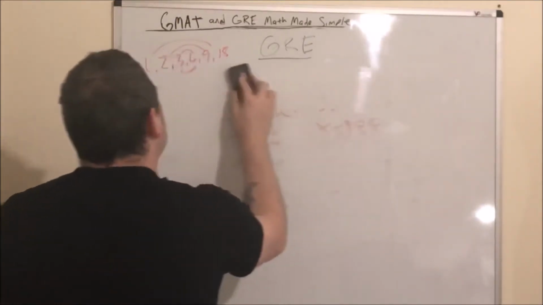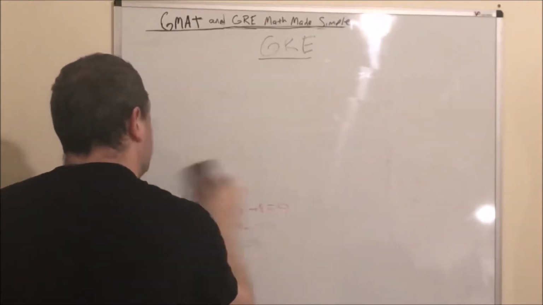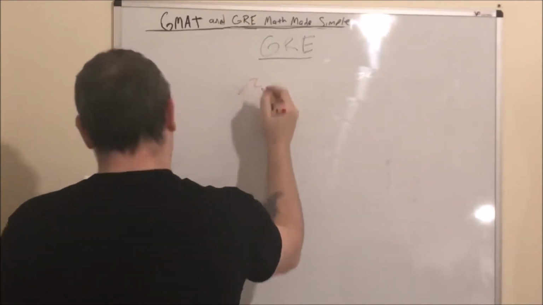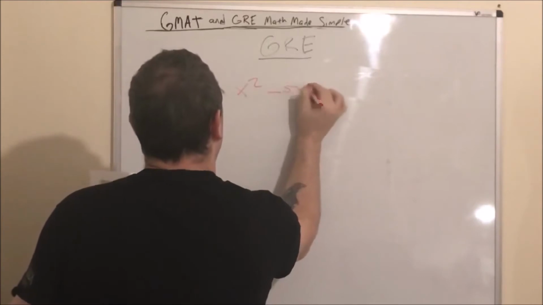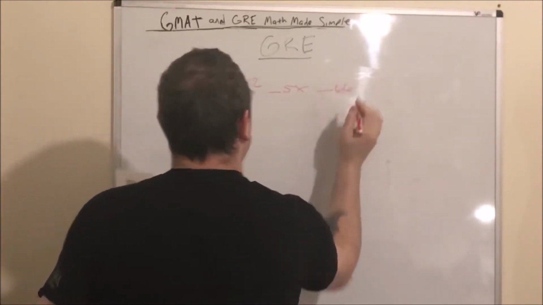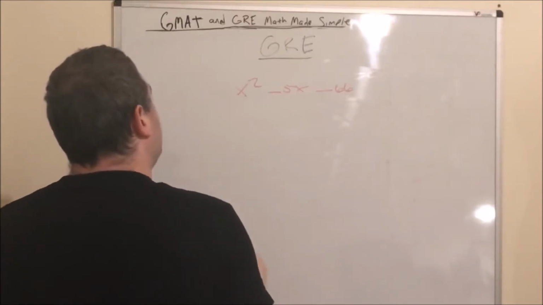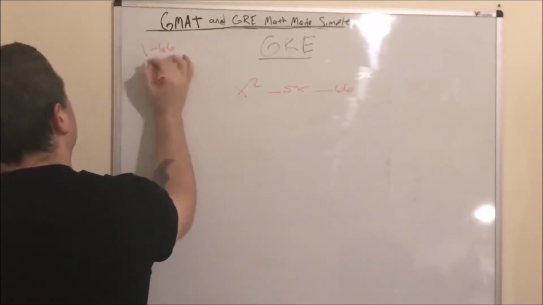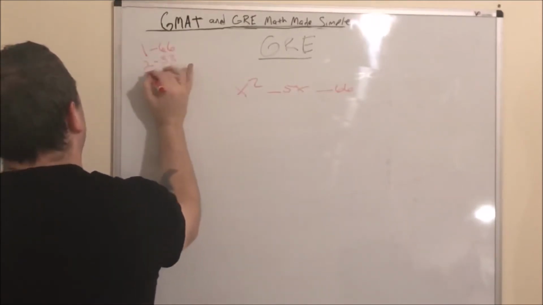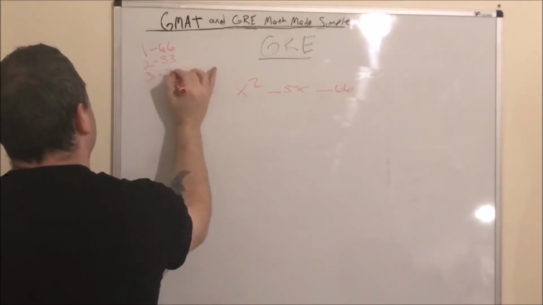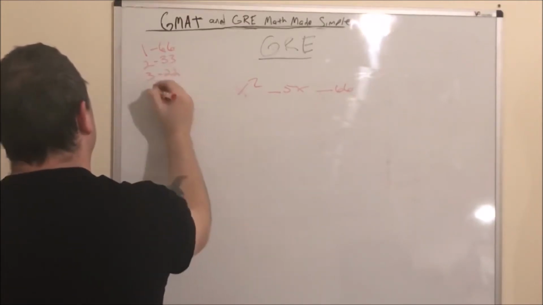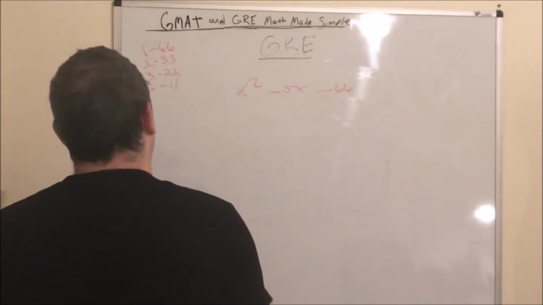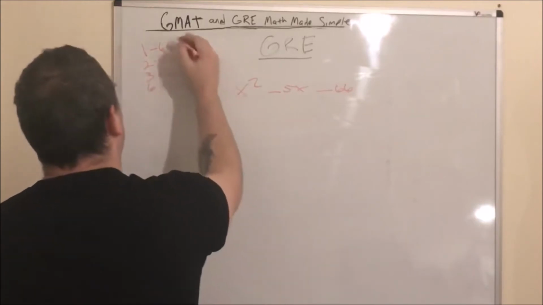For the next one, we have x squared minus 5x minus 66. So what are the multiples that give us 66? We have 1 and 66, 2 and 33, 3 and 22. 4 doesn't work, 5 doesn't work. 6 and 11 work, and 8, 9, 10 don't. So these are the only factor pairs we have for 66.